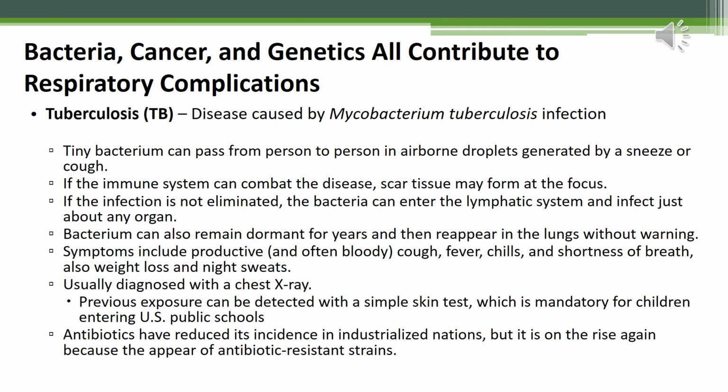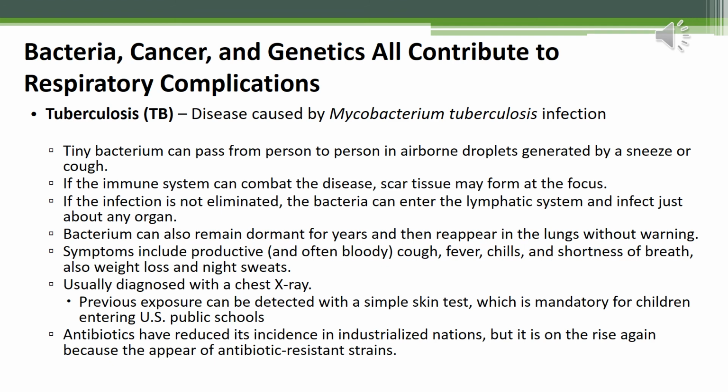If the immune system can combat the disease, scar tissue may form at the focus, or where the tissue is affected. If the infection, however, is not eliminated, the bacteria can enter the lymphatic system and infect just about any organ. In addition to this, the bacterium can also infect the lungs and then become dormant for years and then eventually reappear in the lungs without warning.